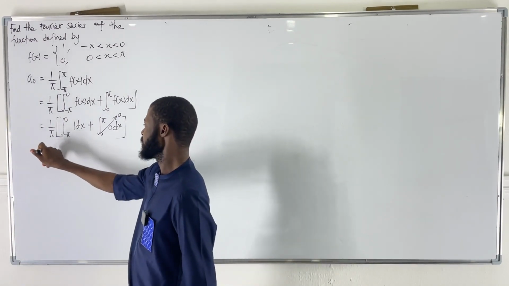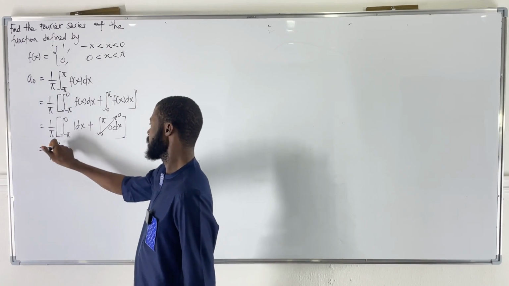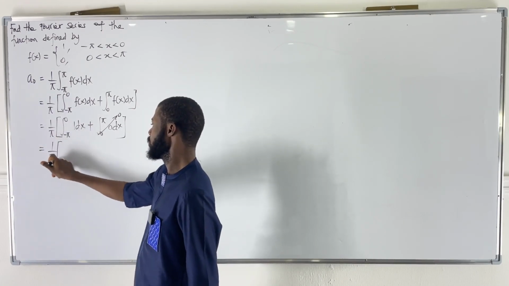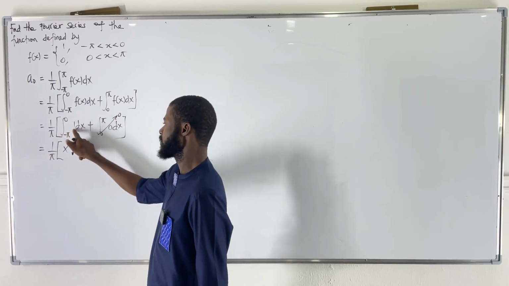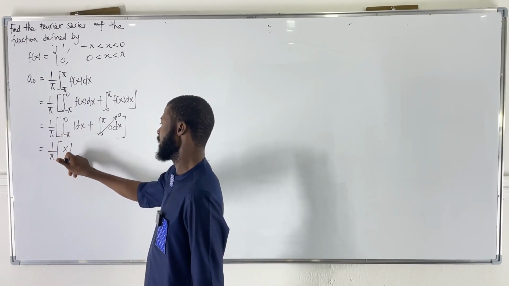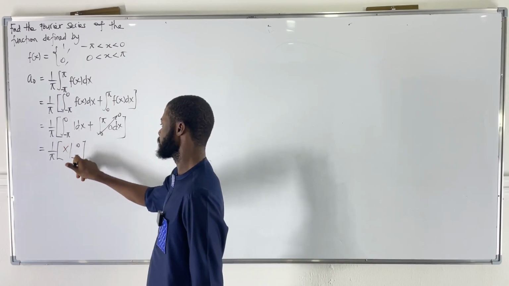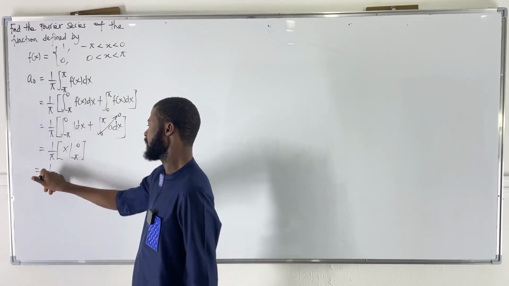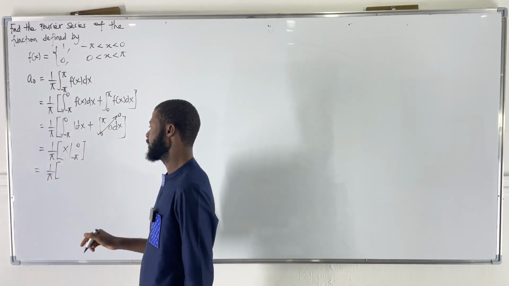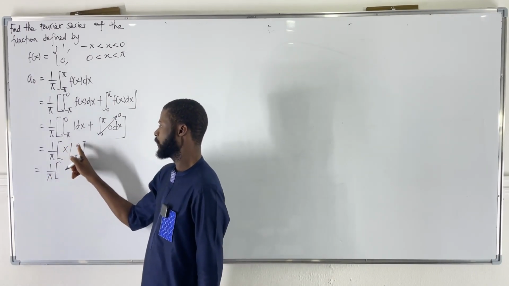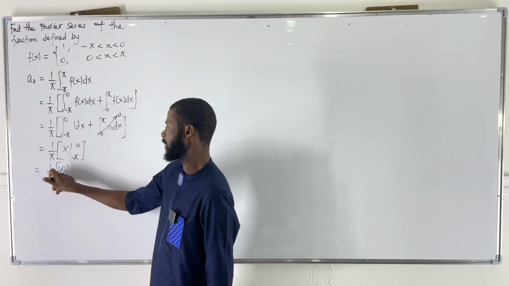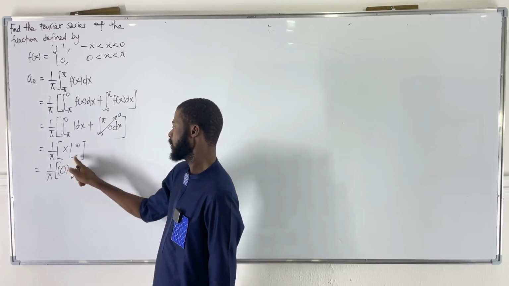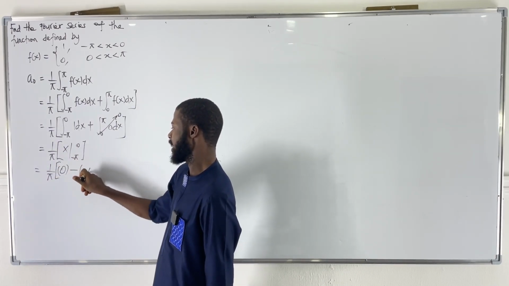Let's proceed. So this is 1 over pi. Then we have just this. So if you integrate 1, you basically get x. When you integrate a constant, you just get x. And that's from minus pi to 0. Now this is 1 over pi. Open up a bracket. Now anywhere you see x, you're going to put 0. So this is the upper limit, minus the lower limit, where you're going to put x as minus pi.